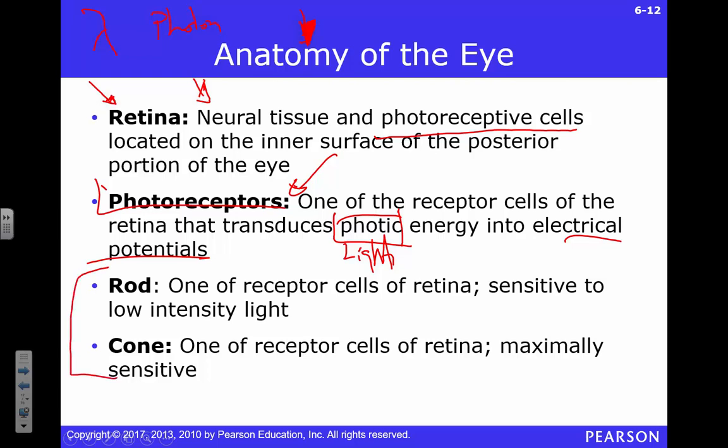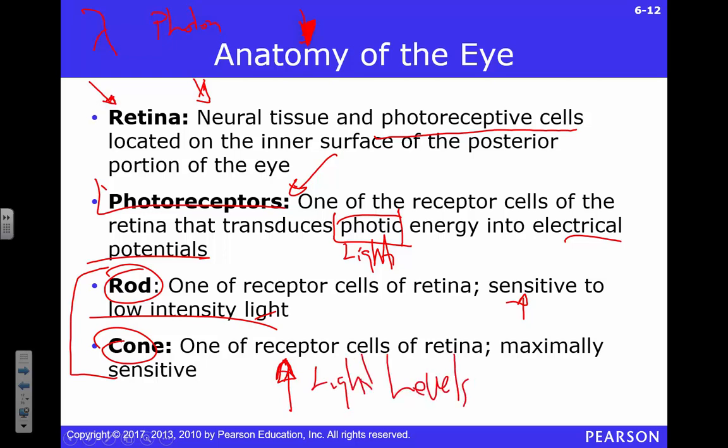You have two types of photoreceptors. You have rods, okay? Rods are sensitive to low intensity light. So you're going to use rods in darker environments, low light environments, right? So think about nighttime. Cones, on the other hand, really need a lot of light, right? So they need high light levels.